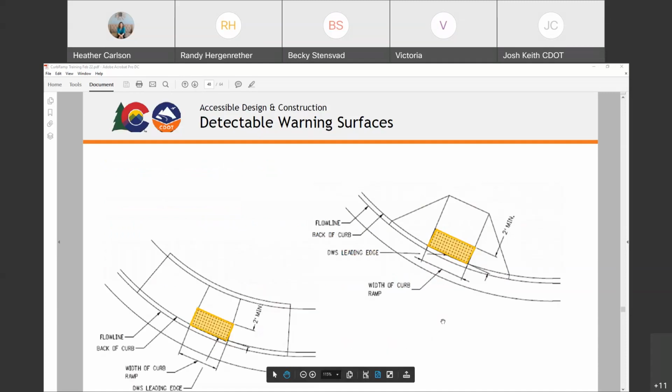And this is taken right from our standard, and it shows orientation in relation to ramps and what we're shooting for. A 2-foot minimum width, and then the width of the landing area as well. But there is some flexibility and tolerances with that. It doesn't have to be exactly perfect, but basically if someone is walking, their foot's not going to miss it, is what we're shooting for.